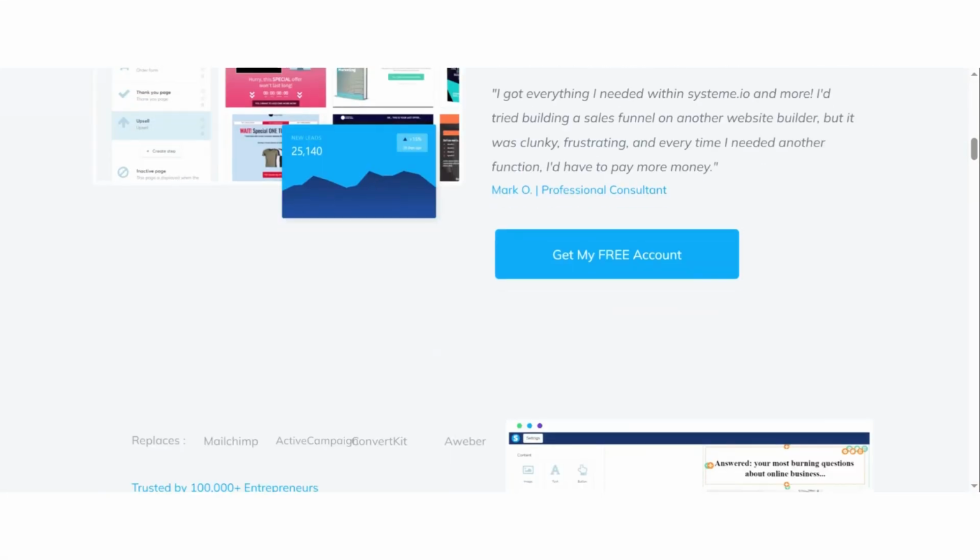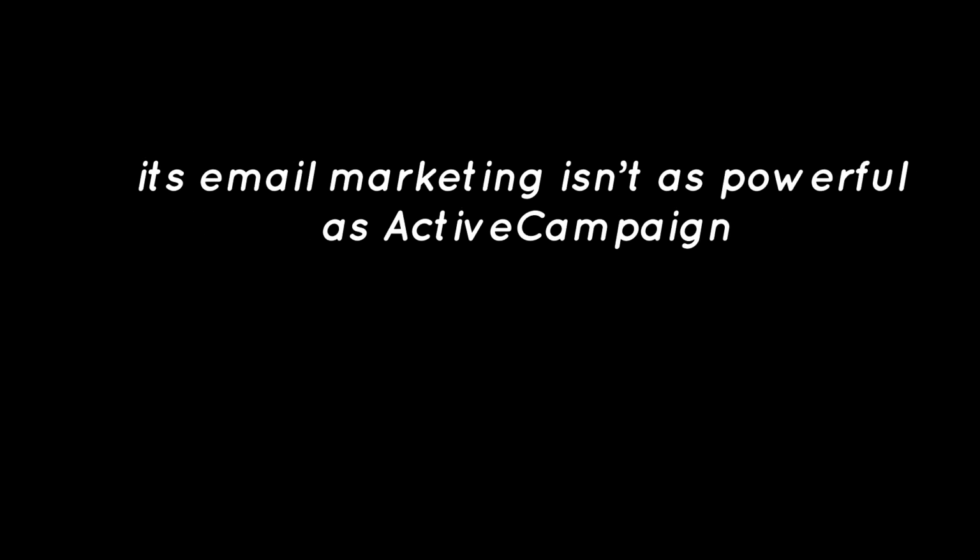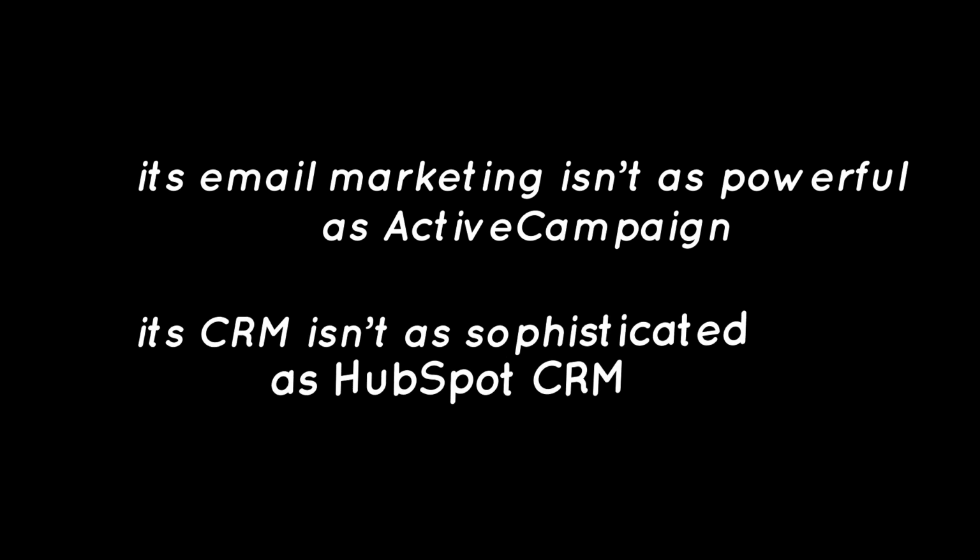Not as advanced as dedicated tools. While System.io covers a lot of ground, it's not as advanced as specialized tools. For example, its email marketing isn't as powerful as ActiveCampaign, and its CRM isn't as sophisticated as HubSpot CRM. It's a jack of all trades, but not always the master of one. System.io pricing plans. Free plan.